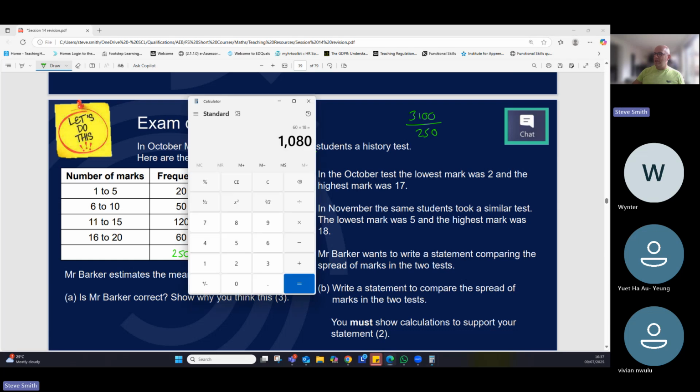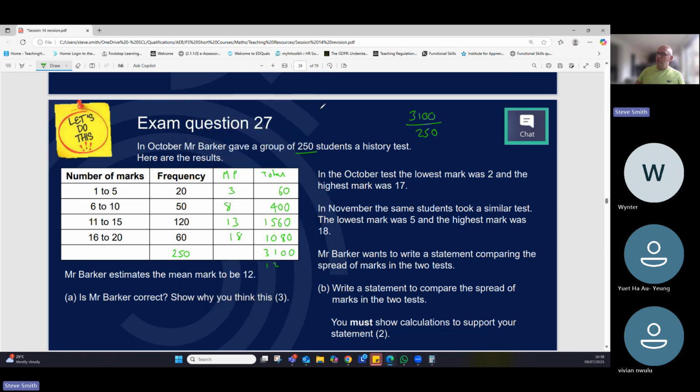This might not even be a question. I've just actually gone off and done my frequency table. I didn't even read the question. So 3,100. I'm hoping it's linked. Divided by 250. So we know on average, wow, that's not a very good score, is it? 12.4. Okay. So on average, the students got 12.4.